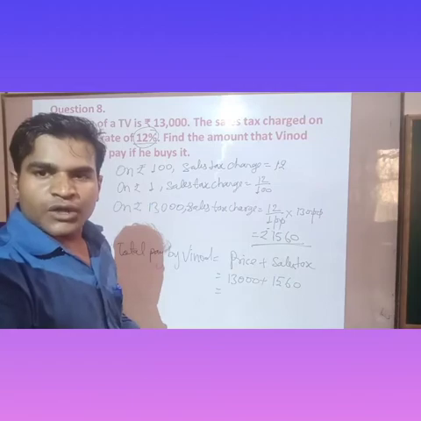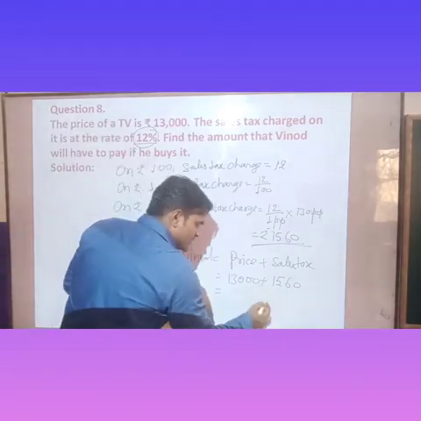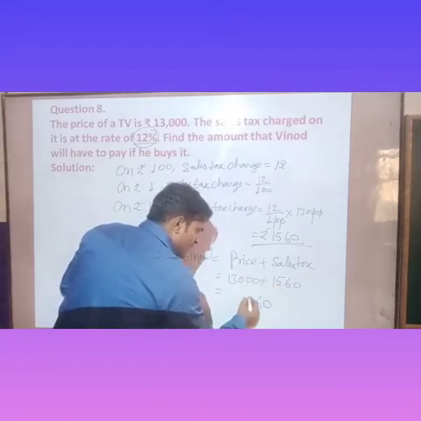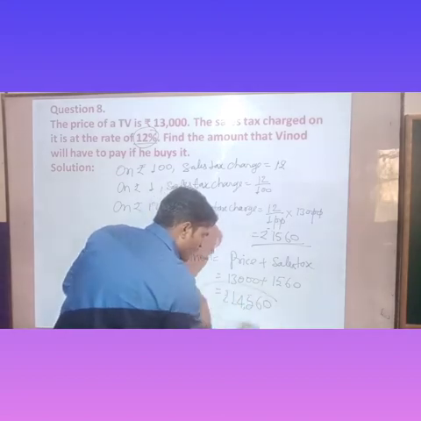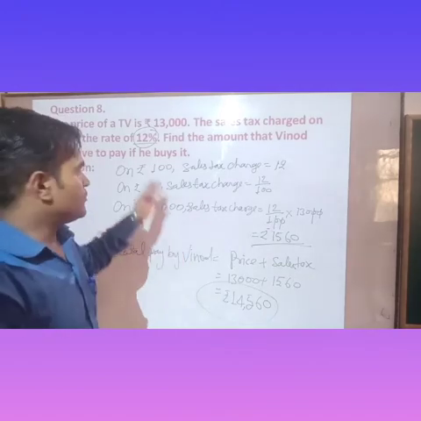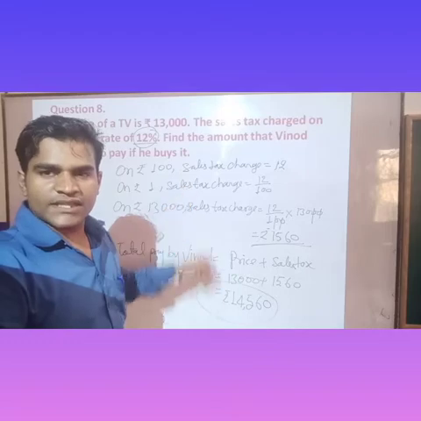Now we will add them. When we add them, what do we get? 0 plus 0 is 0, 6 plus 0 is 6, 5 is 5, and 1 plus 3 is 4. So 14,560 rupees will have to be paid by Vinod when he buys the TV. Hope it's clear, children? Yes?